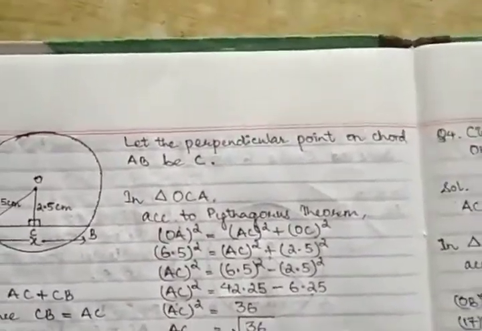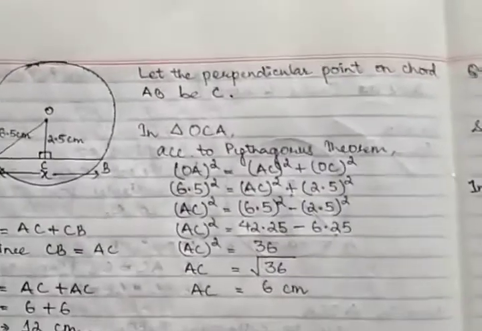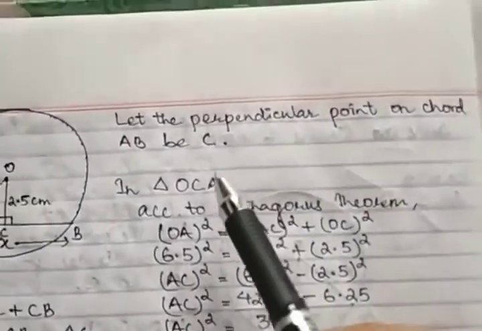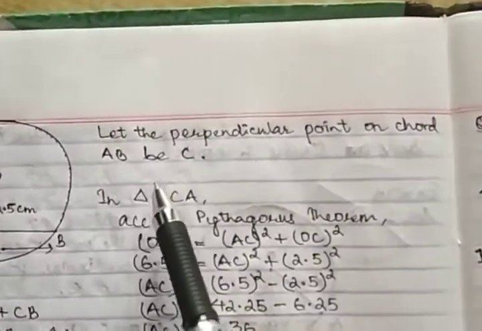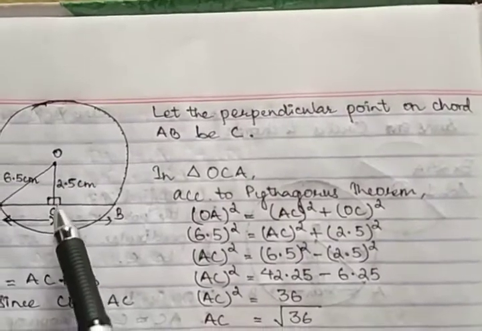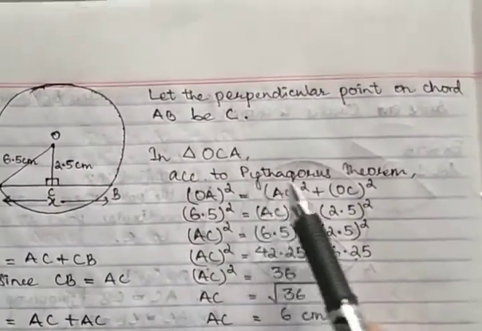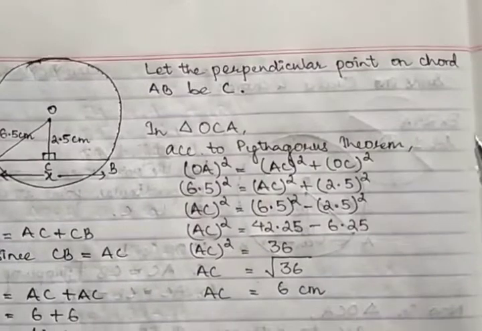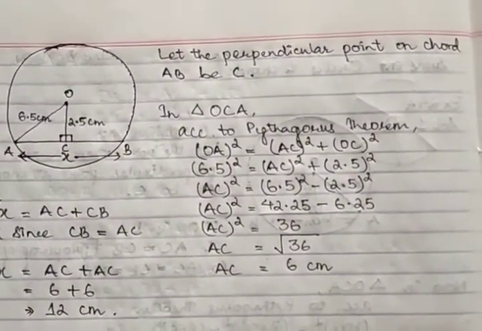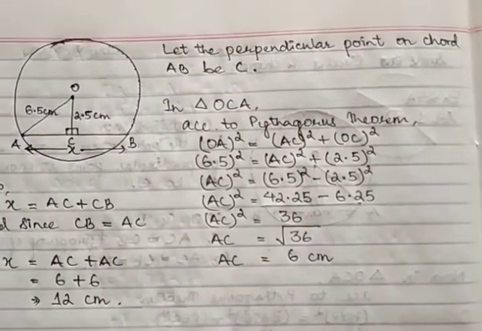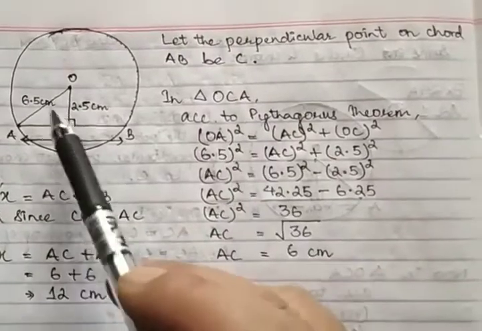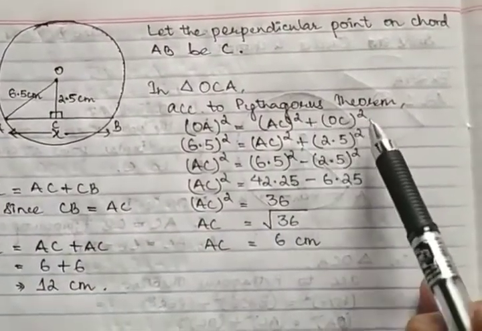First of all, what I have done here is, see, I have written let the perpendicular point on chord AB be C. The point was not given, so I have assumed it as C. Now in triangle OCA, according to Pythagoras theorem, that's what we do, isn't it? In a right angle triangle, for 2 sides given, 3rd side missing, we'll use Pythagoras theorem. That's what we have already discussed before. So OA square, that is hypotenuse square, equals base square plus perpendicular square.